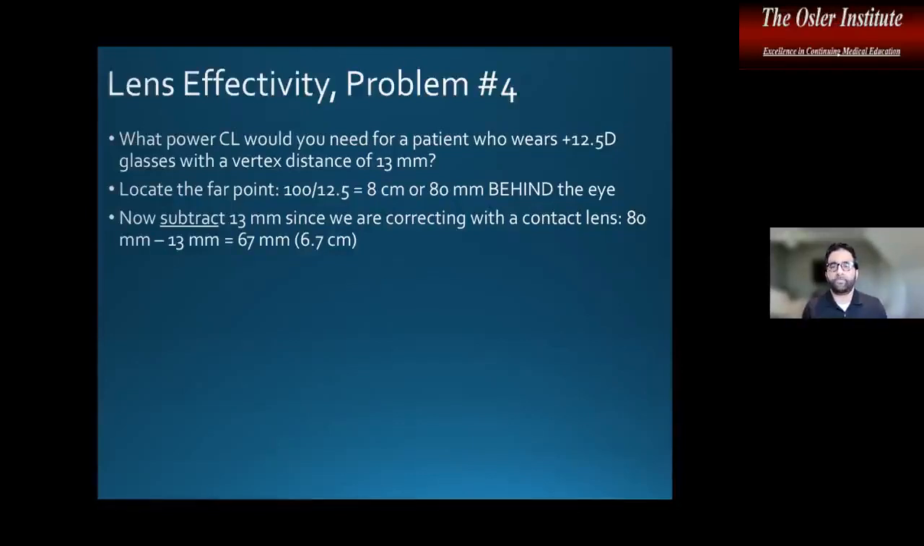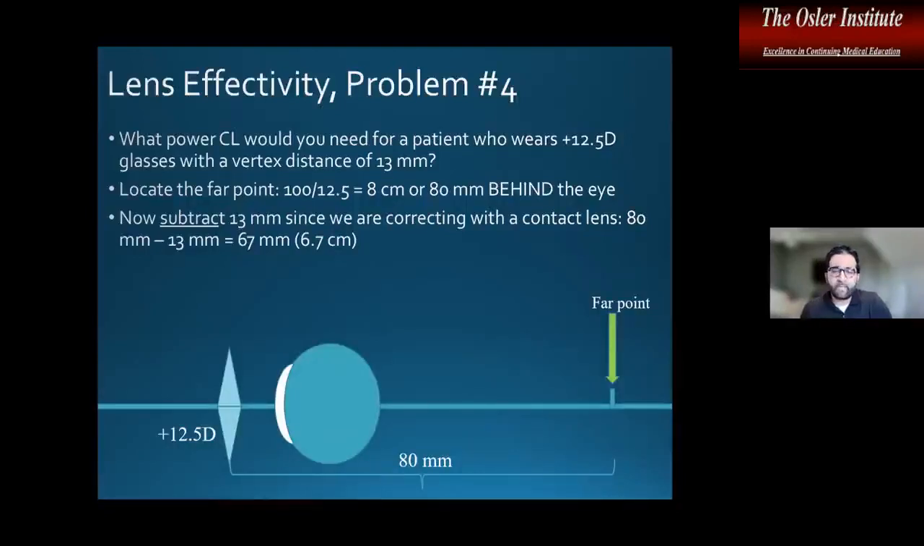So we know that this is a patient who wears +12.5 diopter glasses with a vertex distance of 13. So let's find the far point. This is a hyperope. So 100 divided by 12.5 is going to be 8 centimeters or 80 millimeters behind the eye. But this should actually be 80 millimeters behind this lens. I apologize. That should be behind the lens. So we have now the secondary focal point of this lens, which is 80 millimeters over here.